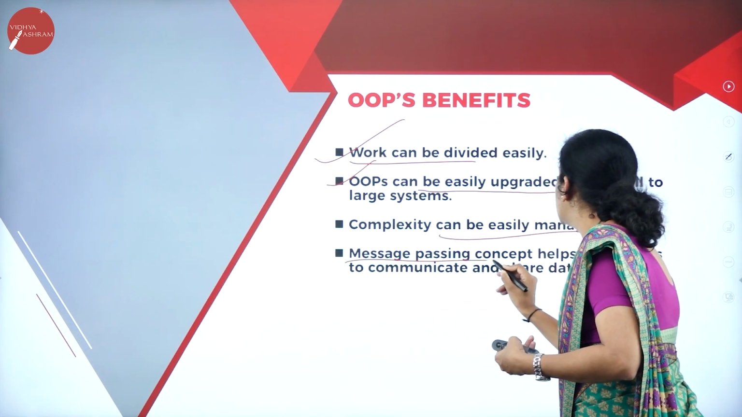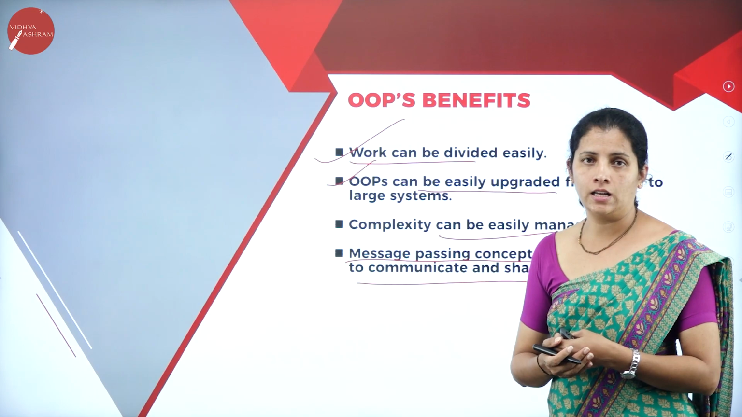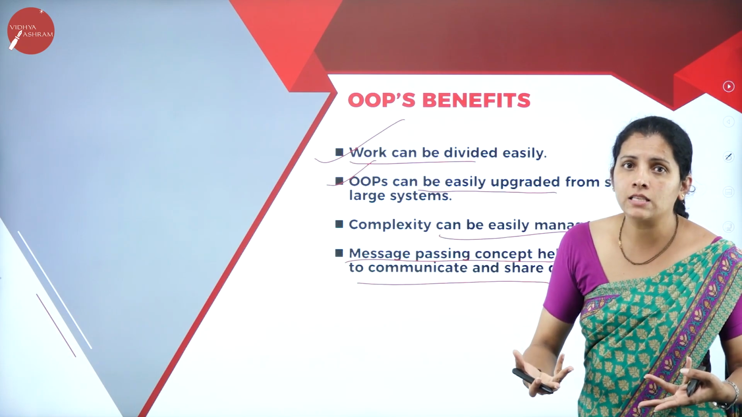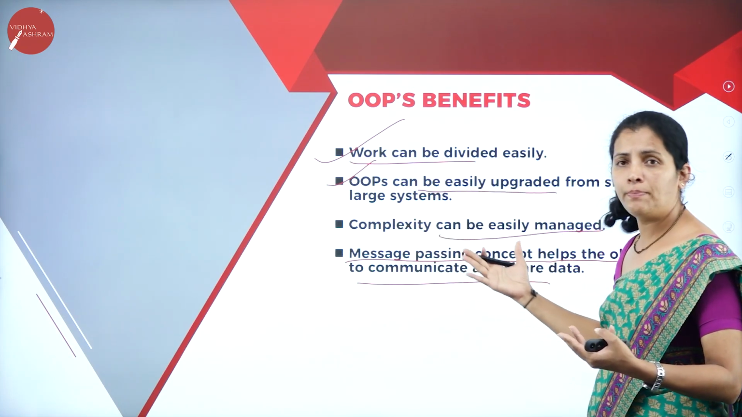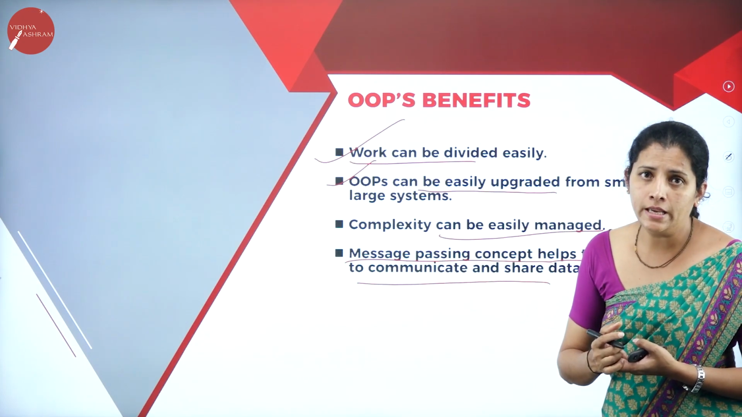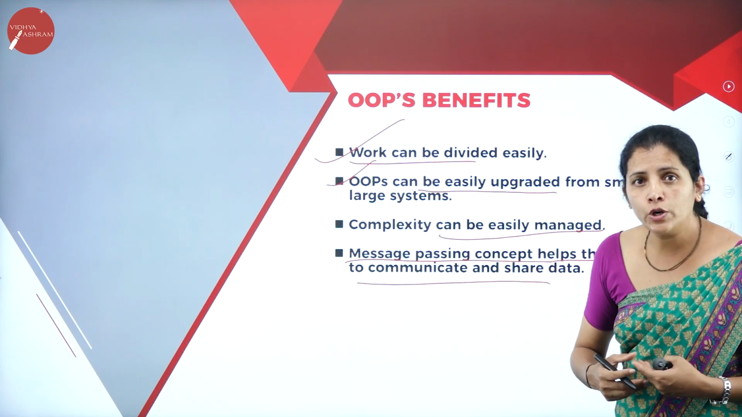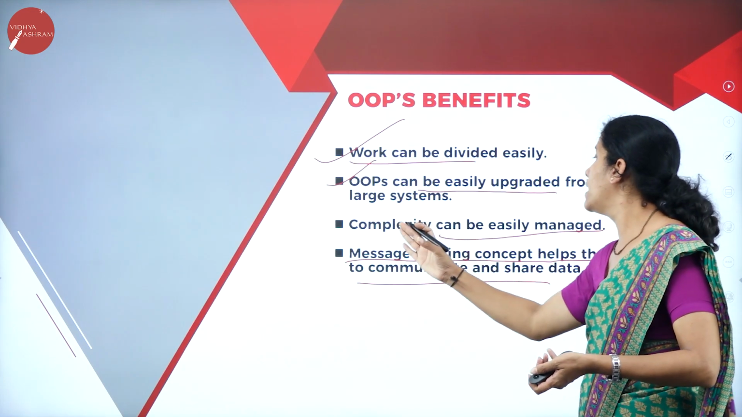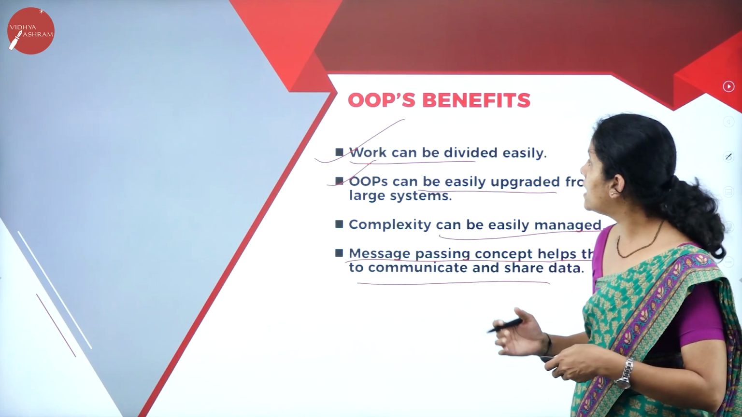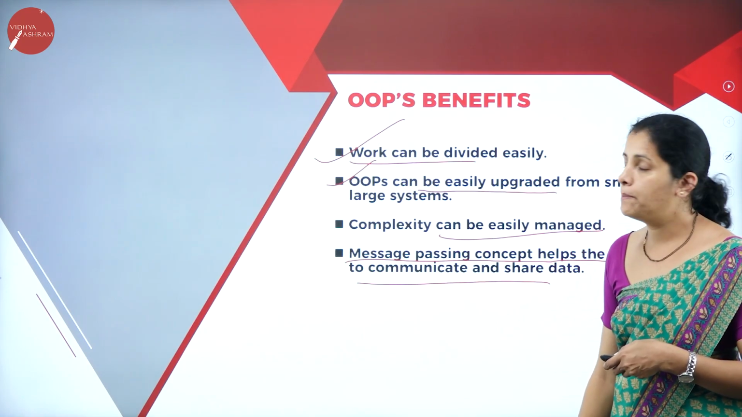Then the message passing concept helps objects to communicate and share data. That means if I want to pass information, then how can I pass it? That is with the help of message passing. If two objects want to communicate with each other, then how are they going to communicate? That is nothing but with the help of message passing, and they can share the data. So these are the benefits of object oriented programming.